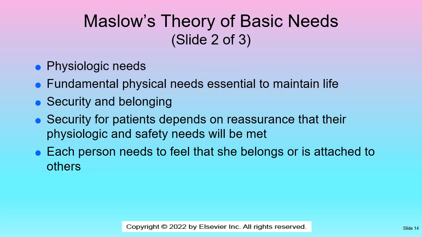Again, with Maslow's theory of basic needs, we've got physiologic needs on the bottom. Fundamental needs, physical needs are essential to maintain life. Then you move up to security and belonging. Security for the patient depends on reassurance that their physiologic and safety needs are met. You really can't move on until you're sure about that. Each person needs to feel that they belong or are attached to others.